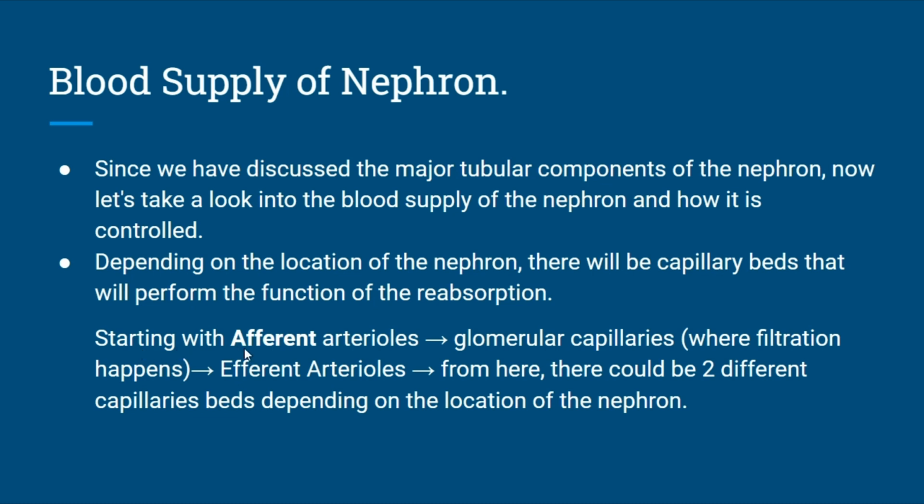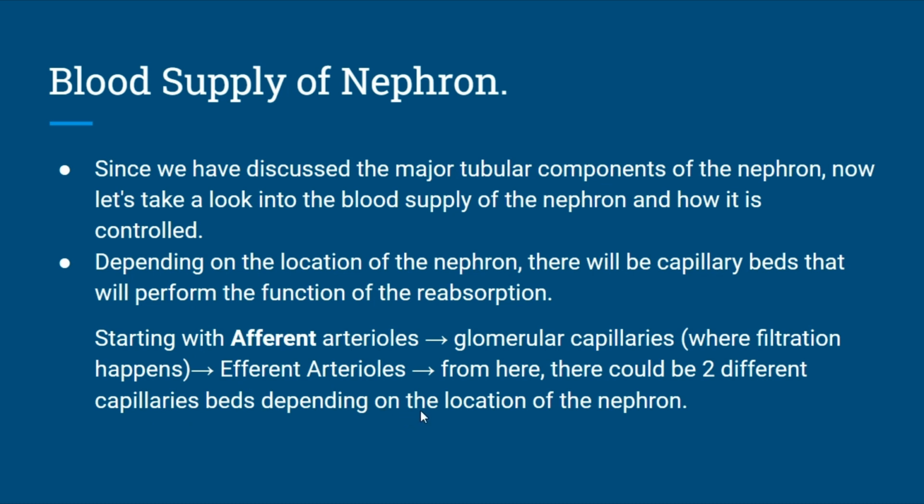So we have the afferent arterioles. The blood comes from the interlobar artery, arcuate artery, and interlobular artery, which divide further into small arteries that go into the nephrons. The first part is the afferent arteriole, which changes into the capillary tuft called the glomerular capillaries, where filtration happens. Then we have the efferent arterioles. After that tuft, the blood goes out into the efferent arterioles.